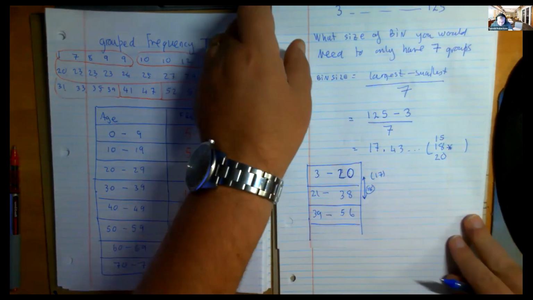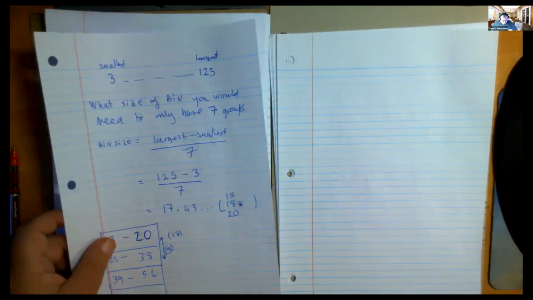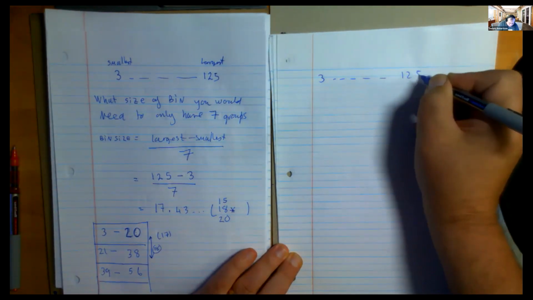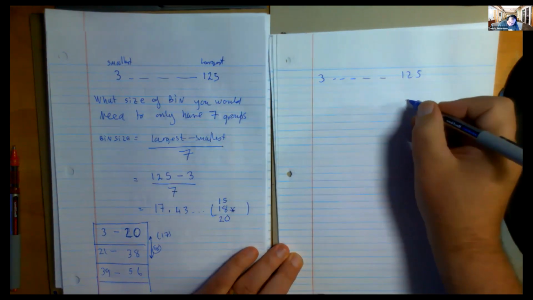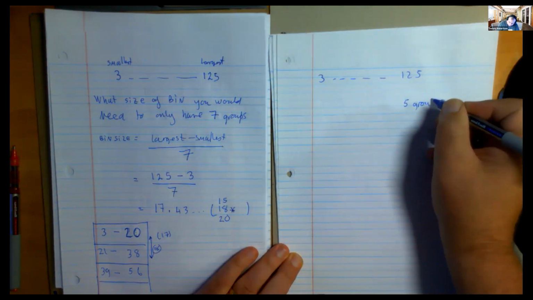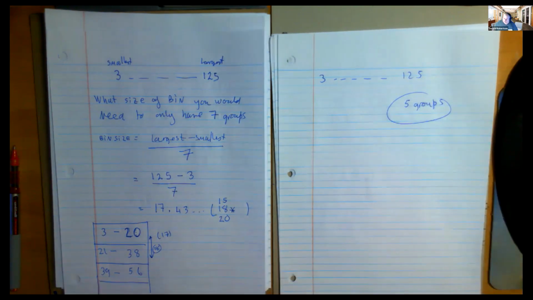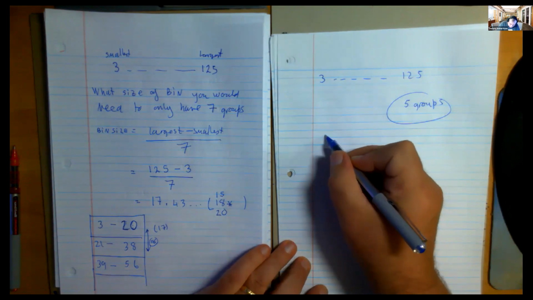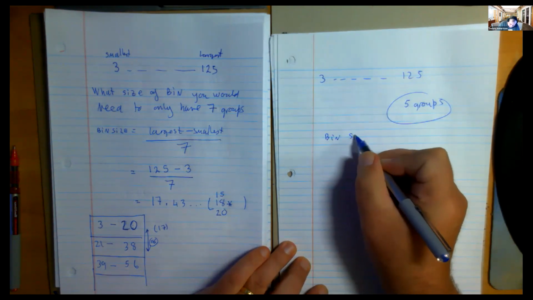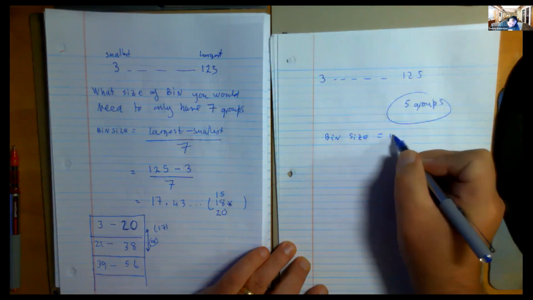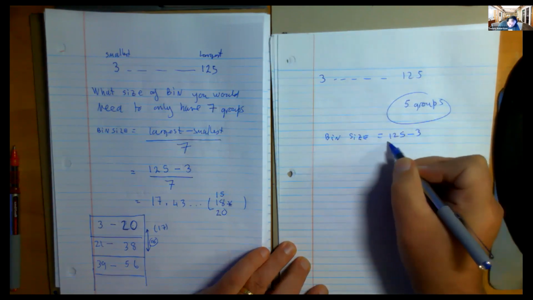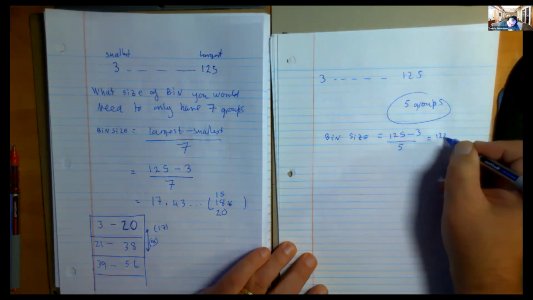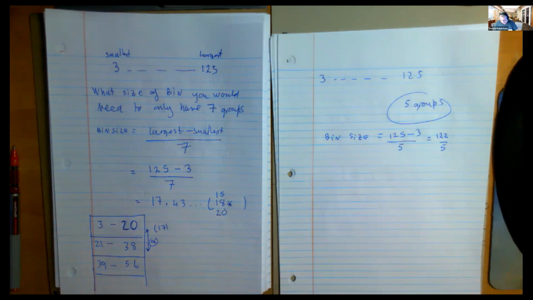Right. Now, just for argument's sake, suppose it was the same data, but I didn't want 7 groups. I only wanted 5 groups. So I'm just going to go through the same basic process and we'll start with a few of the intervals and see what we get. So to get the bin size, you take the largest, subtract the smallest, and divide it by how many groups or bins that you want. That's 122 divided by 5.